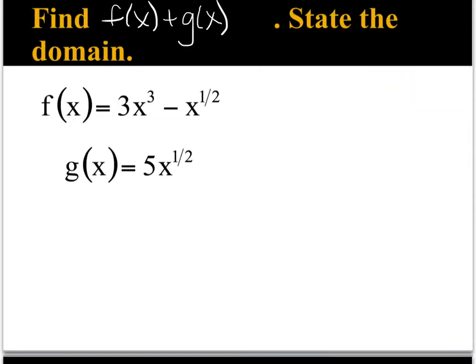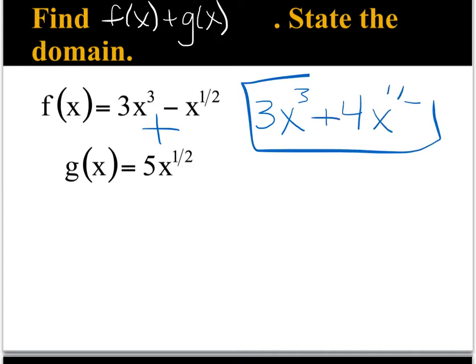This problem right here asks us to add them together, right? When we add them together, we just combine like terms. So I don't have any other x cubes except for that 1 3x cubed. I can't do anything with it. But with the x to the 1/2 power, I have 2 of them. So when I combine that together, I get plus 4x to the 1/2 power.